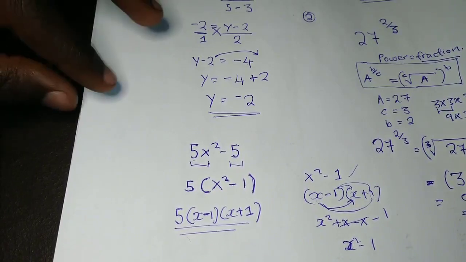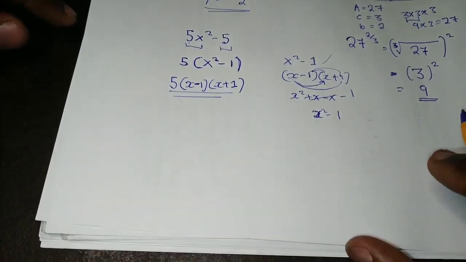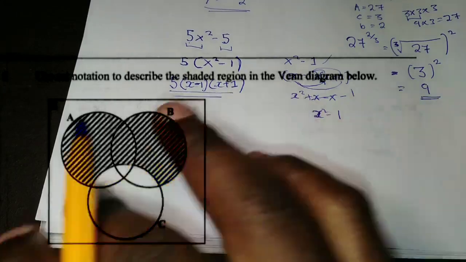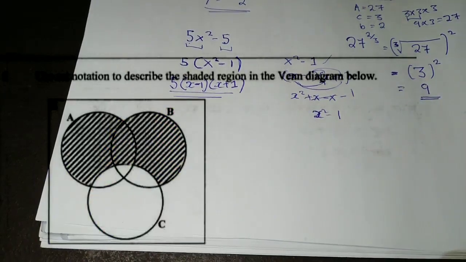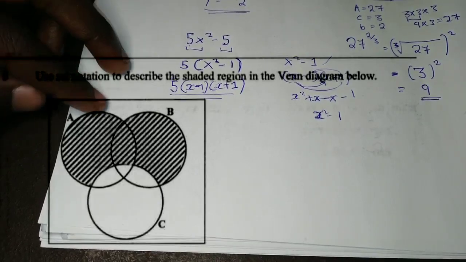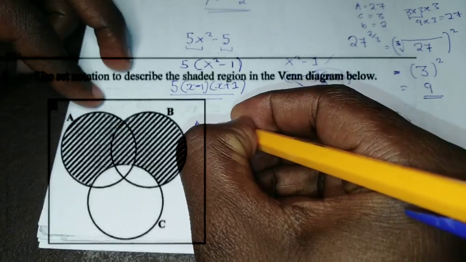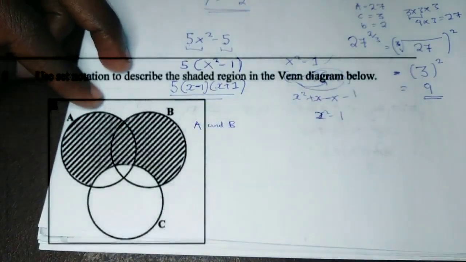Question 5 says, use set notation to describe the shaded region in the Venn diagram below. So looking at what we've been given here, we notice that A and B are shaded, but C has been completely left out. So they've shaded A and B.